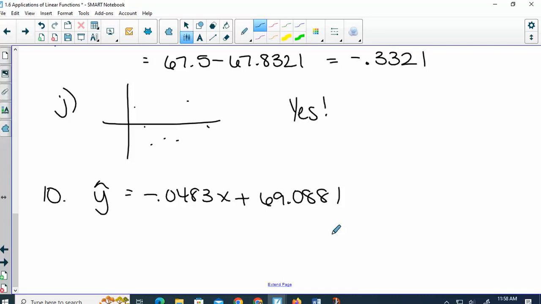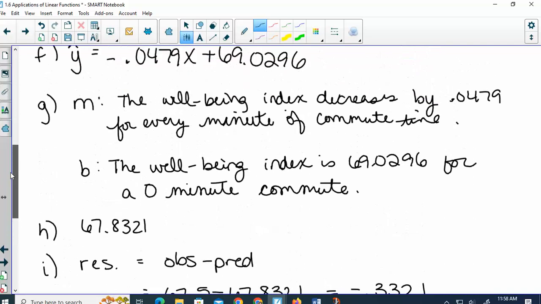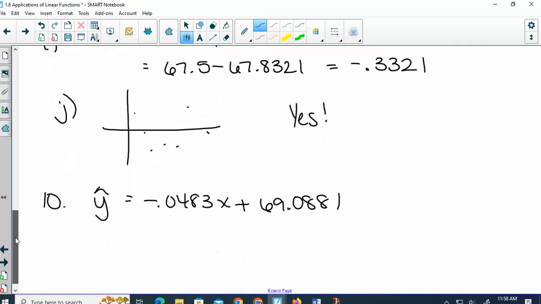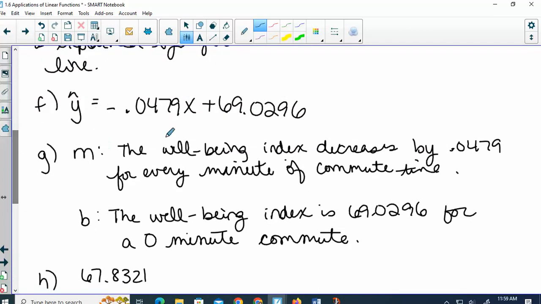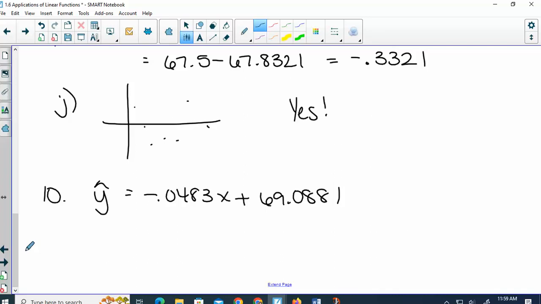But if we look at this, let's compare it to the other line. You could graph them. We could look at the equations. So the original slope was negative 0.0479, negative 0.0483. Is that much difference? No. Y-intercept 69.088, 69.0296. So those are all pretty close to one another. So this would really not be influential. The slope and y-intercept had minimal change by removing it. Is that okay? All right, number 11, the one everybody wants to go over for sure.